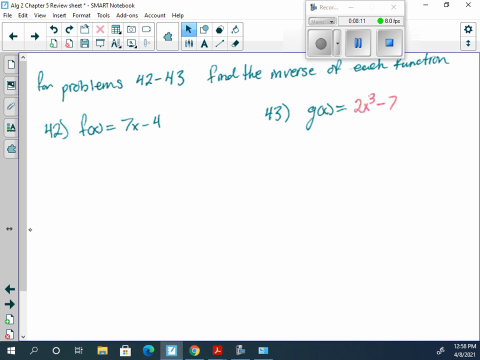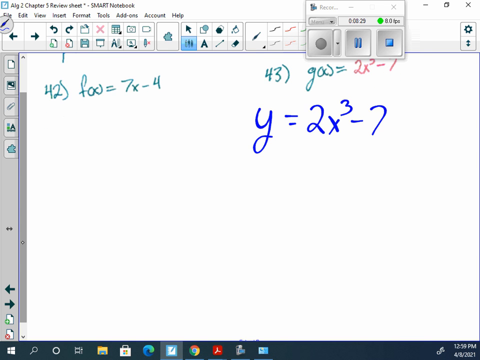Now, if we look at this here, the first thing we can do is we're going to rewrite g of x as y. Because whenever we're finding the inverse, we first start off by replacing g of x or f of x, whatever we have, with y. Now, the next step that we need to do is we need to switch x and y. So this would become x is equal to 2y cubed minus 7.